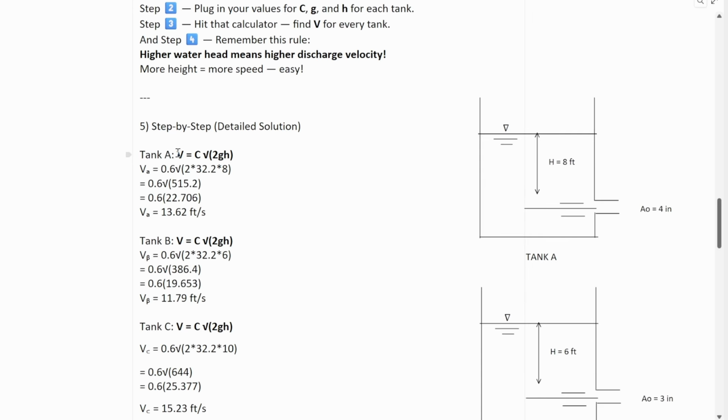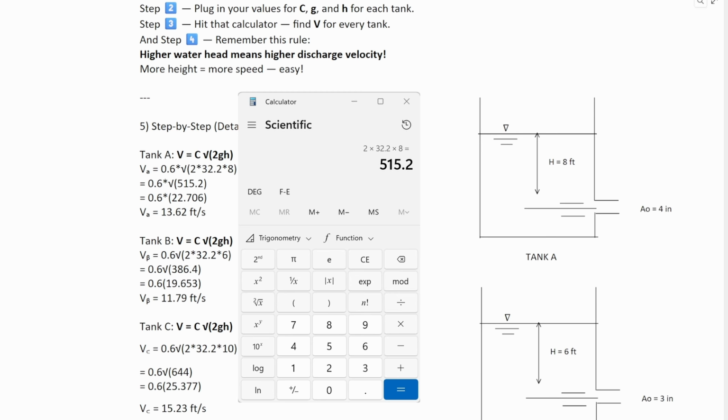Okay, now that we got the formula V is equal to C root 2GH, let's substitute the values. The C value is 0.6. So 0.6 times square root of 2GH. G is 32.2 feet per second squared and H for tank A is 8 feet. So the value of 2GH is 515.2. The square root of 515.2 is 22.69. 22.69 times 0.6 gives you 13.62 feet per second.